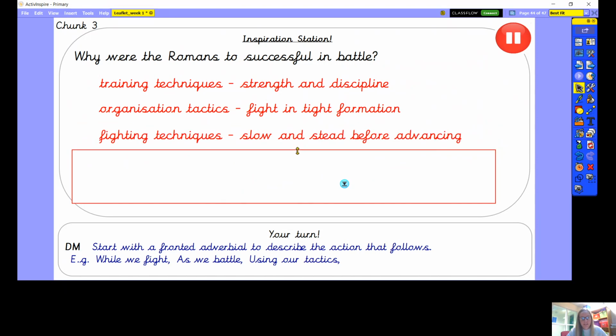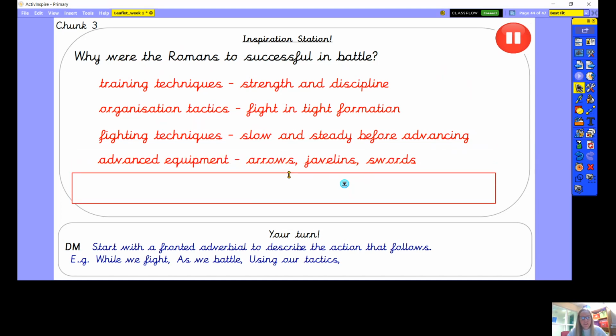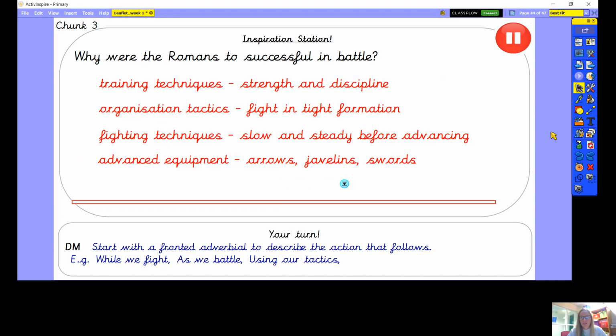And then again, their fighting techniques that they used, they were slow and steady before advancing on the enemy. So they had amazing techniques that they used to conquer over their enemy. And they had advanced equipment. They had arrows, javelins, huge swords, and they had the best armor as well that would protect them from their enemy. So write down any ideas that you need to add to your writing now.